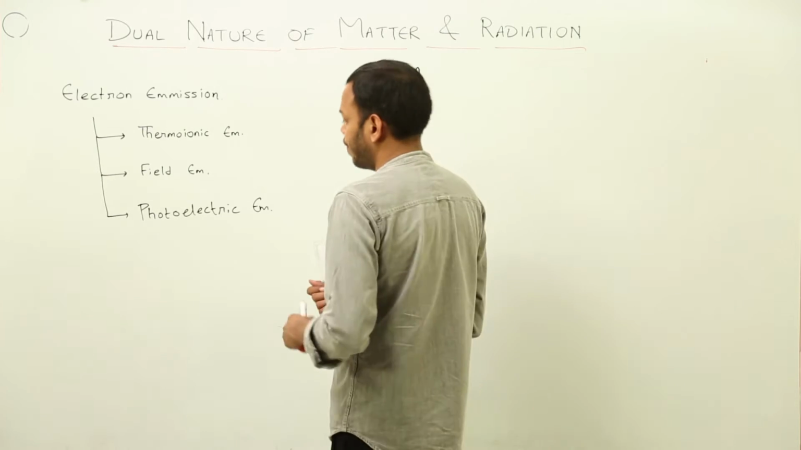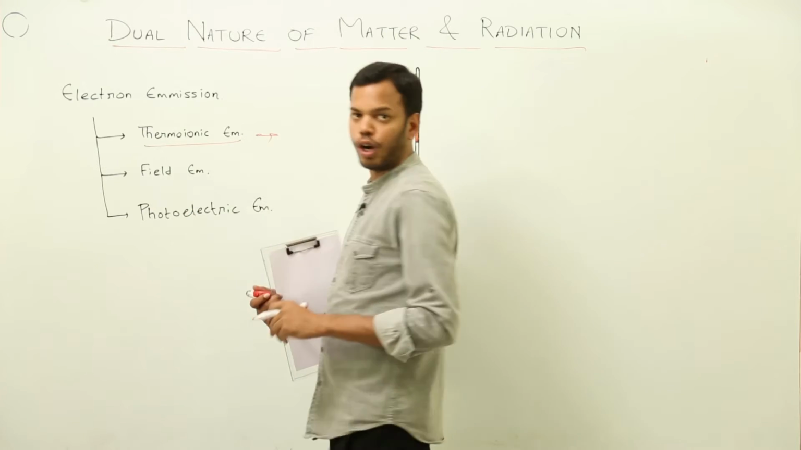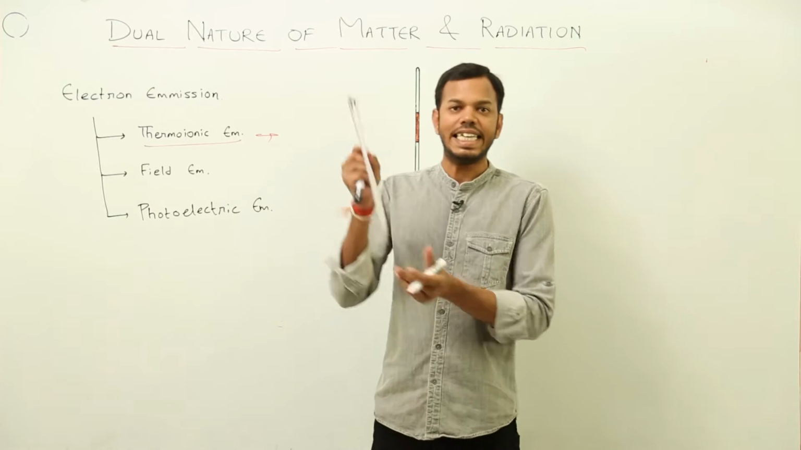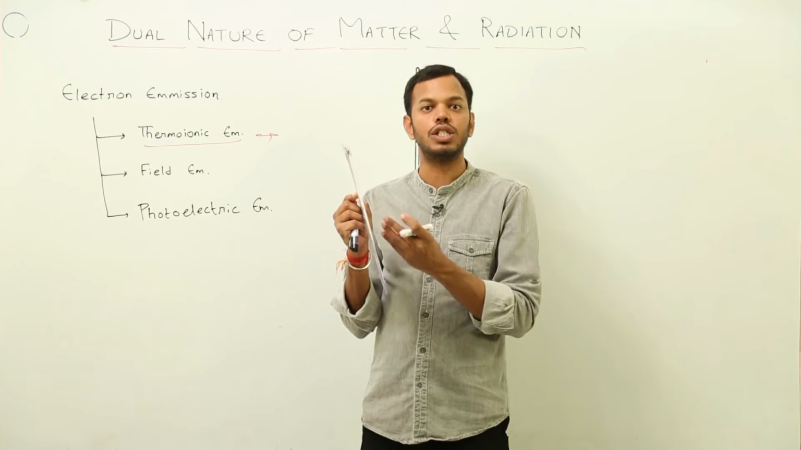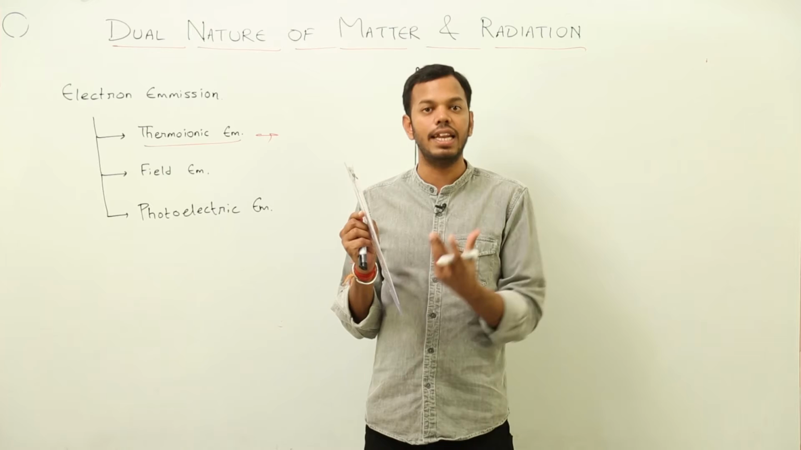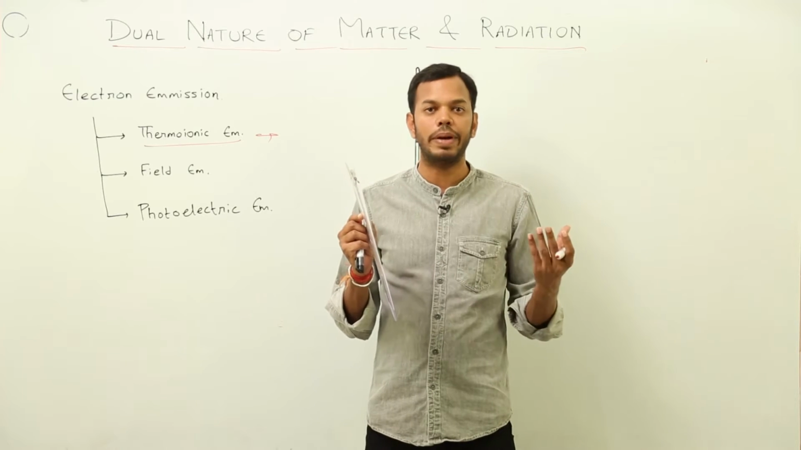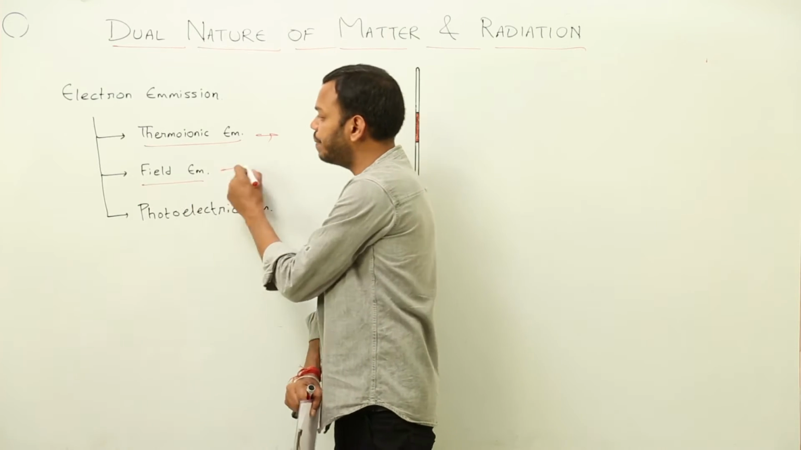For instance, the first process is thermionic emission. In this process what we do is we heat the metal plate. So with the heat energy, these electrons capture that heat energy and they are now having enough amount of energy that they can come out of the metal surface. So that is thermionic emission. Second one is field emission.